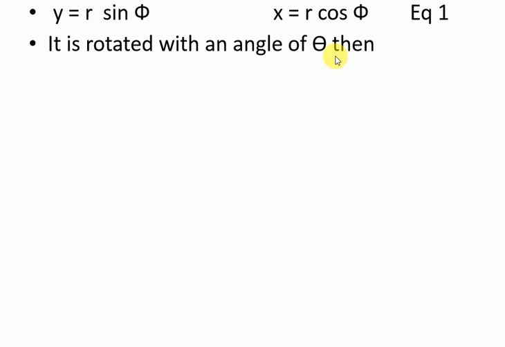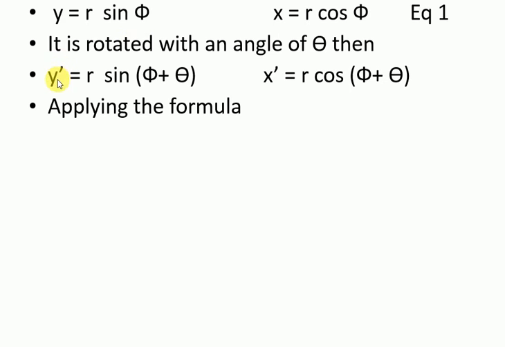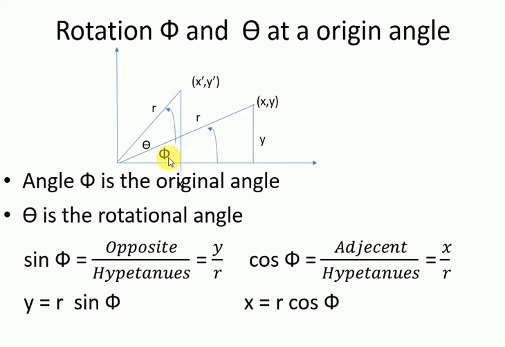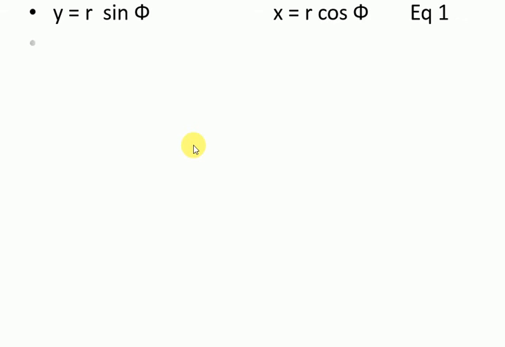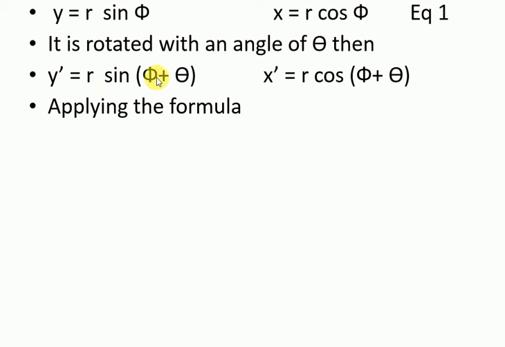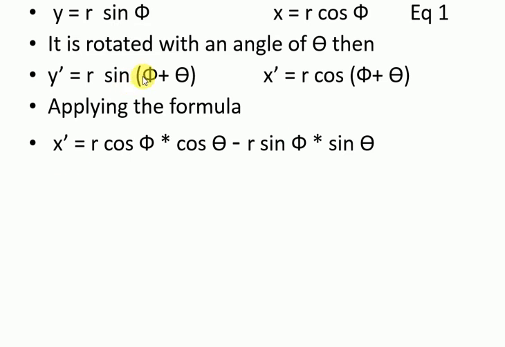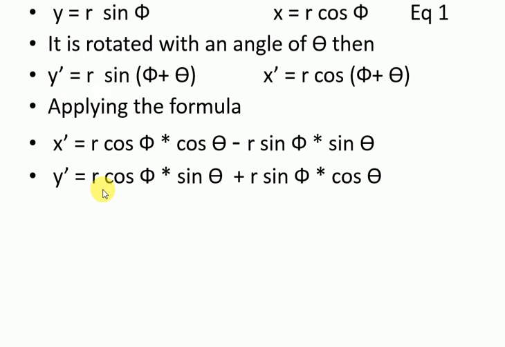So when it is rotated by an angle theta, y dash equals r sine of phi plus theta, and x dash equals r cos of phi plus theta. Now applying the formulas for sine of phi plus theta and cos of phi plus theta, x dash equals r cos phi cos theta minus r sine phi sine theta, and y dash equals r cos phi sine theta plus r sine phi cos theta.